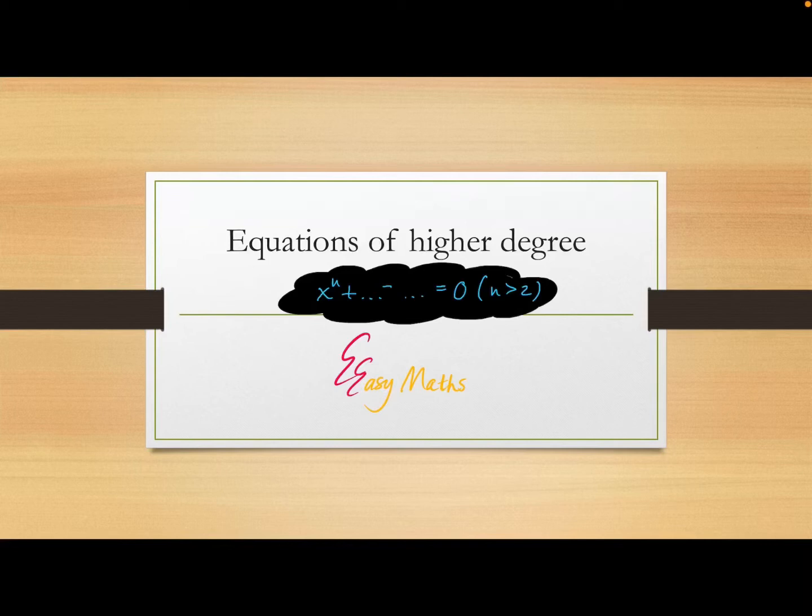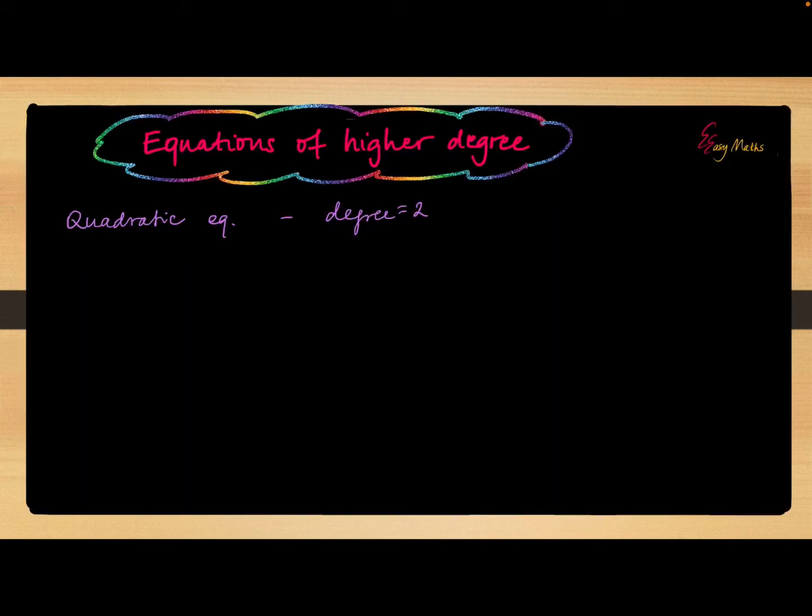I've already seen how to work out the solutions of quadratic equations. Let's have a look at equations of higher degree. What do we mean by higher degree? In the case of quadratic equations, the degree is 2. In the case of cubic equations, the degree of the equation is 3 because we are looking for the term with the highest power. That's going to determine the degree.